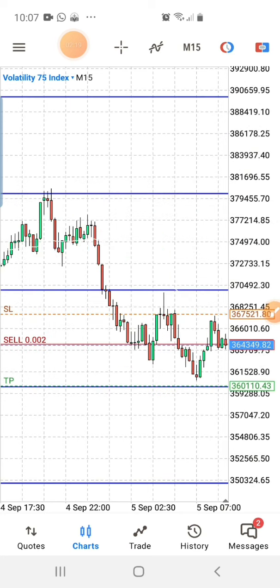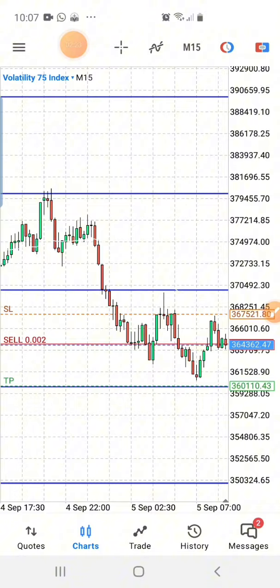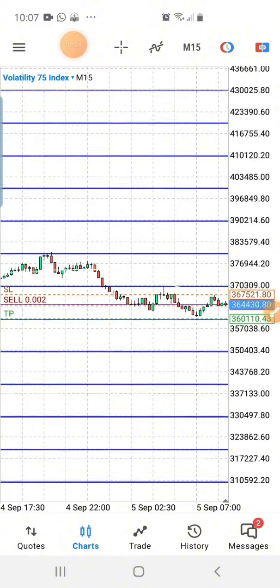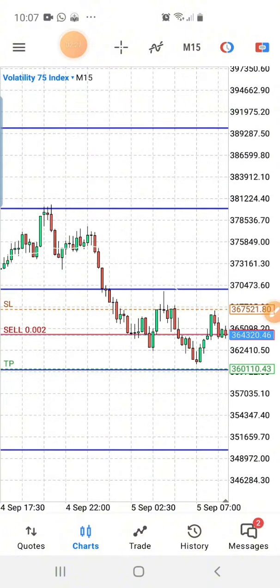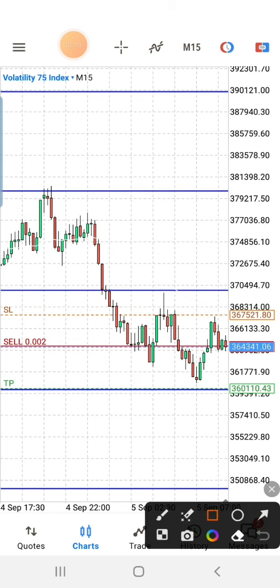So let me just share this. If you look at this point, okay, these are the psychological levels. I have all these lines already in place. These are the psychological levels for this vix75, okay? Now if you look here, you can see how the price respected this psychological level here and reverses to the downside, okay? When the price gets to this zone, the price breaks the psychological level and keeps pushing to the downside.